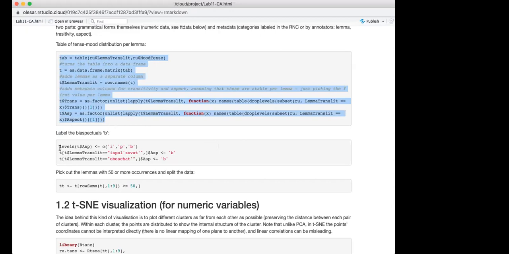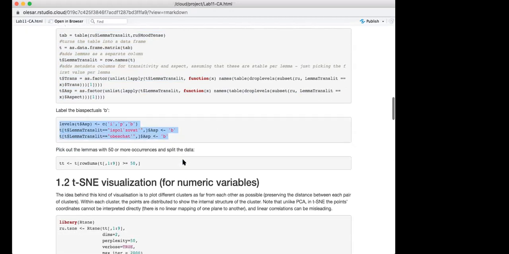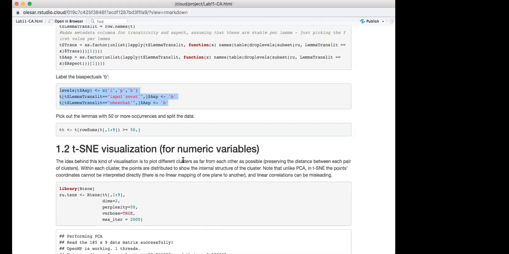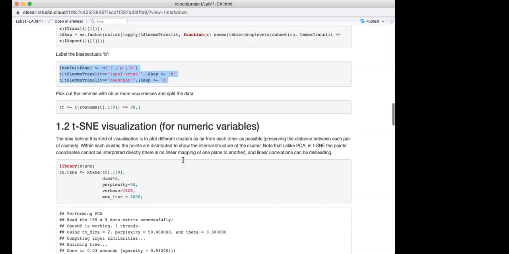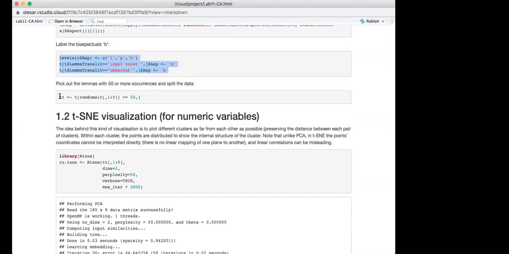One more preprocessing step is to treat two verbs, such as использовать and обещать, as biaspectral. In any use, we are not sure whether these verbs are imperfective or perfective, so we just code these forms as B, which is biaspectral. And then eventually I get only those lemmas which occur in my data set more than 50 times.